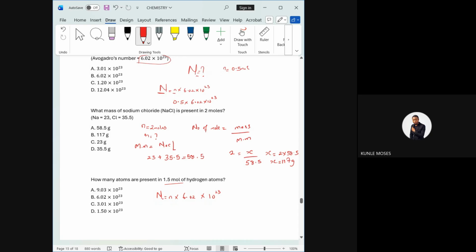So this is what we are looking for, and we have this one already. Very simple. Then you multiply, that will be 1.5, then 6.02, then 10 raised to power 23. So that will give you your answer. I think that should be A.